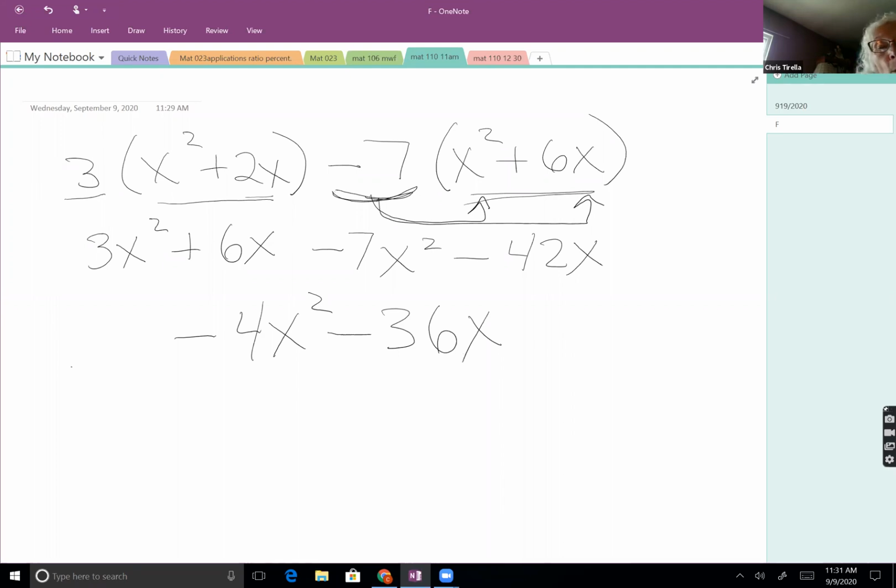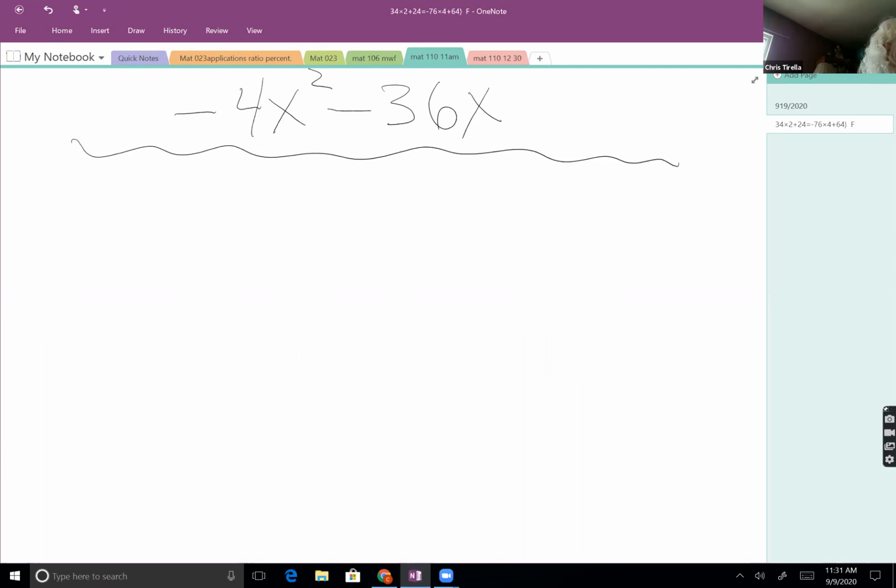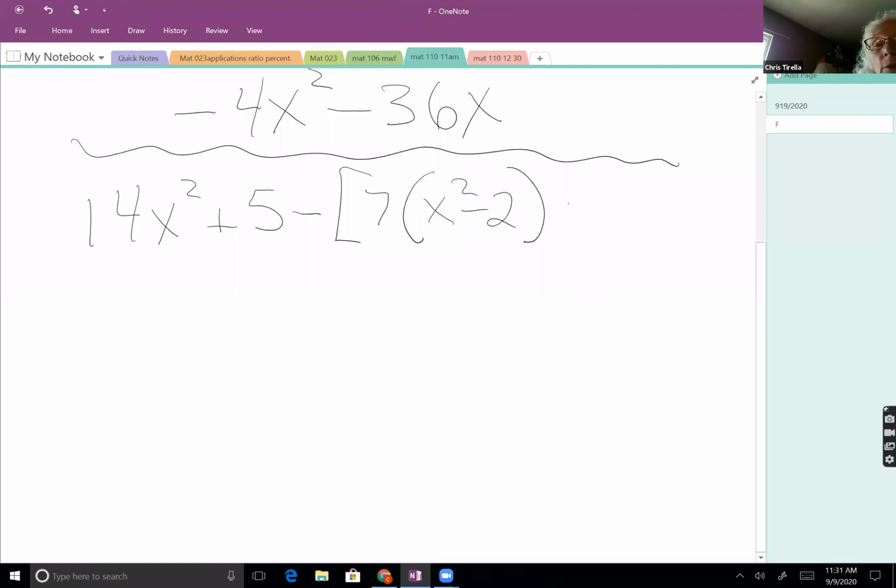One more, and then we'll go back to that one from the homework. That one from the homework was kind of why I pushed the due date back a little bit, because I knew we were looking at these today. 14x squared plus 5 minus brackets 7 parentheses x squared minus 2 close parentheses plus 4 close brackets. How fun does that look? So, order of operations.